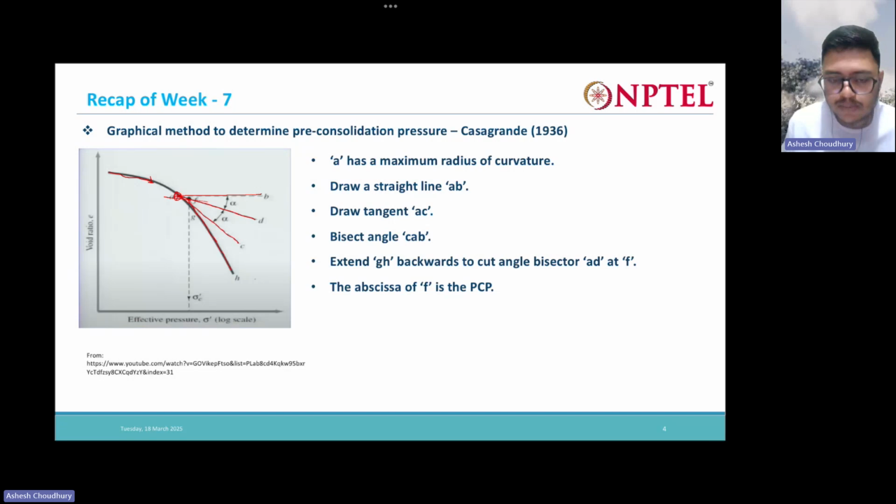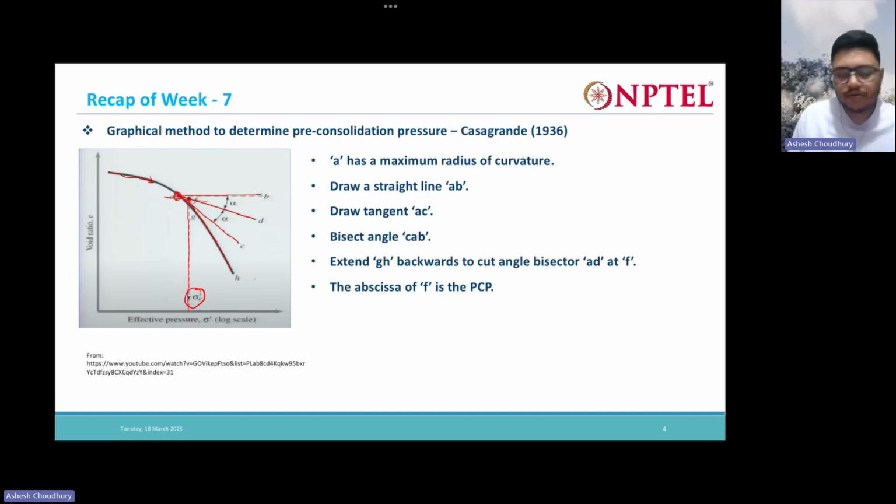Okay, at the point F. Now, as we get this point F, the x coordinate of this point F is nothing but our pre-consolidation pressure. So this is how we need to find out the pre-consolidation pressure graphically.